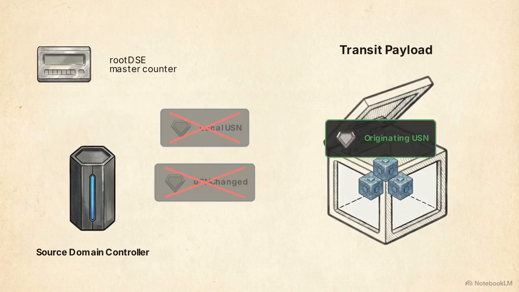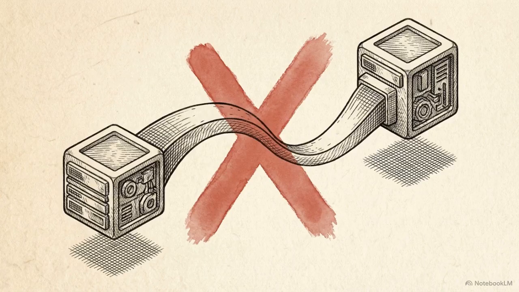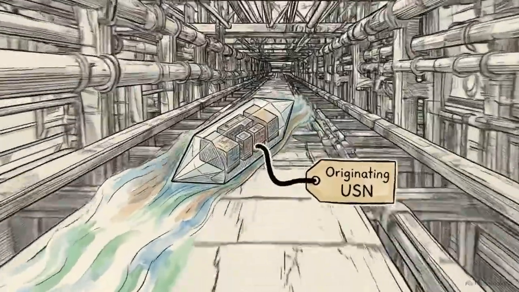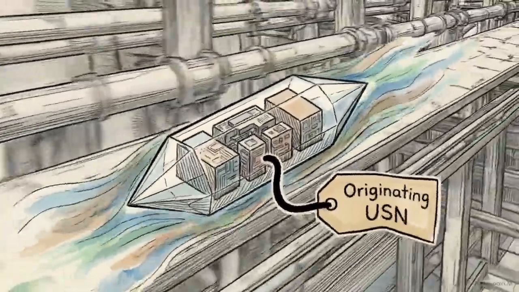Finally, the system attaches the originating USN. This tag has a strictly restricted application. The originating USN is generated only during an originating write. It is never generated during a replicated write. Unlike local metadata, the originating USN is replicated across the network. It travels permanently alongside the attribute's value.